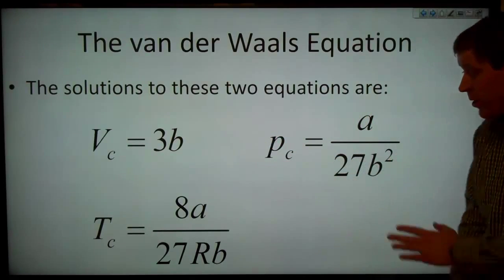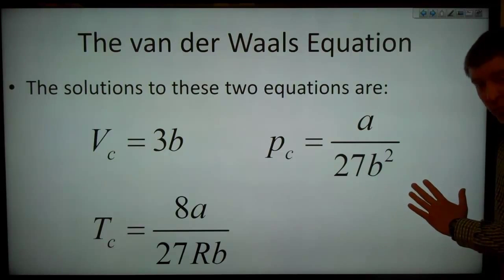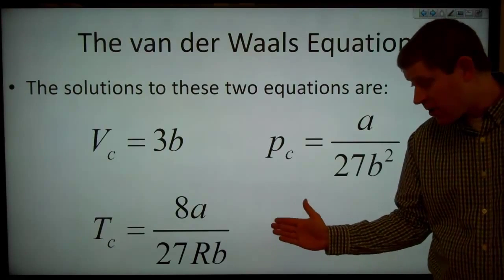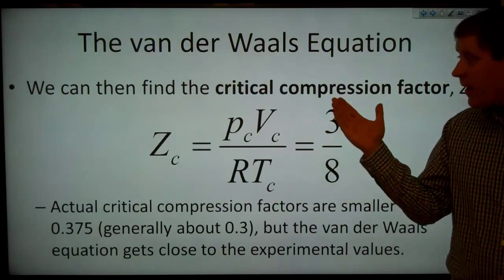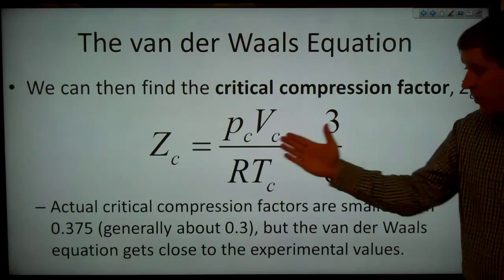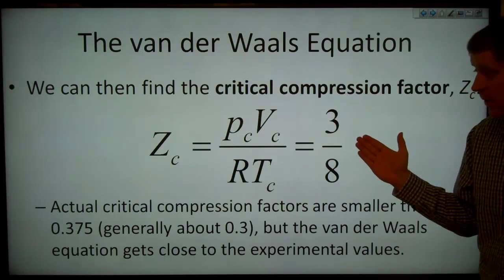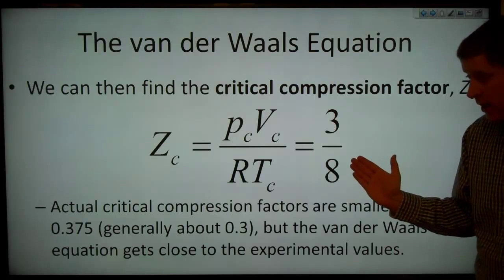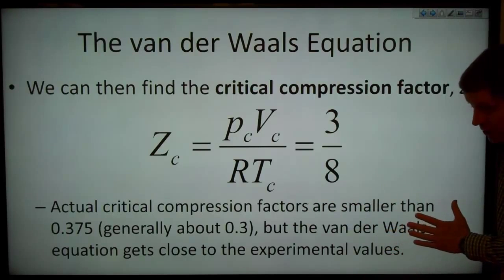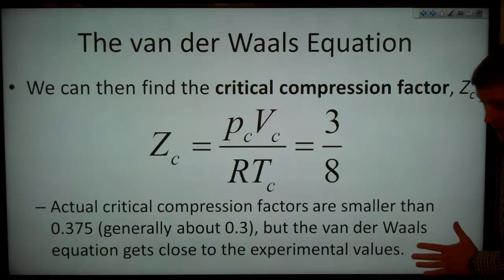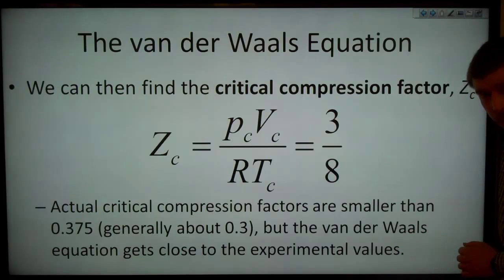Now, if we work out the solutions to these two equations, we get the critical volume is equal to 3 times b, the critical pressure is a over 27b squared, and the critical temperature is 8a over 27 times R times b. And we can then find the critical compression factor Zc, which is given here. That's going to be equal to 3/8. Now, actual critical compression factors are smaller than 0.375. They're generally about 0.3, but the van der Waals equation gets close to the experimental values.